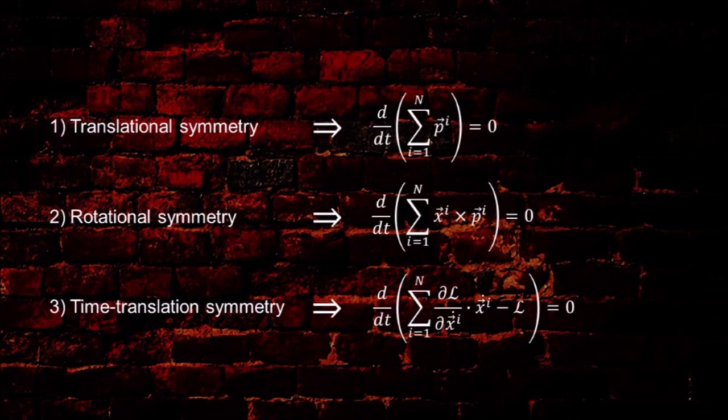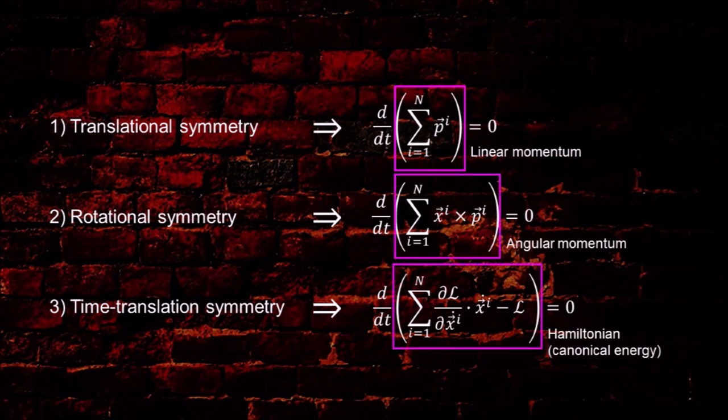We could show that these symmetries imply the following equations. In other words, they imply that the quantities in the parentheses are conserved. This one we call linear momentum, this one's called angular momentum, and this one we defined earlier and called a Hamiltonian. It's also known as canonical energy.